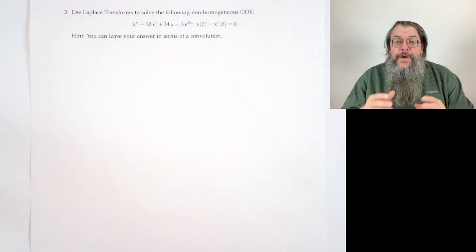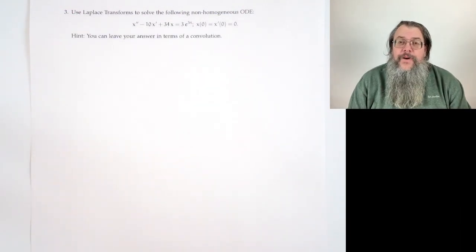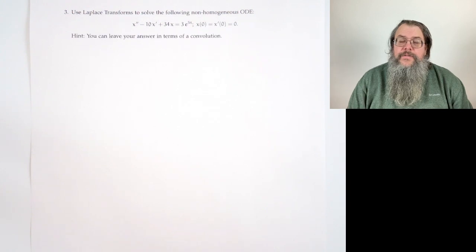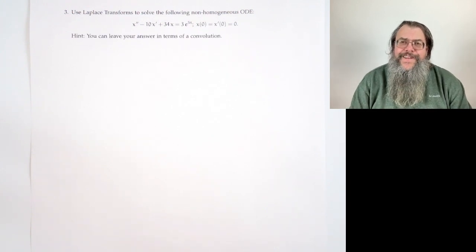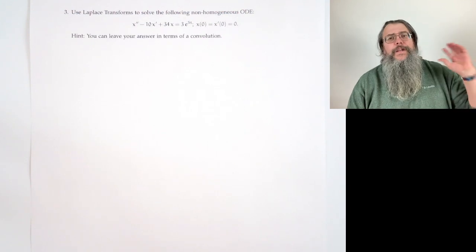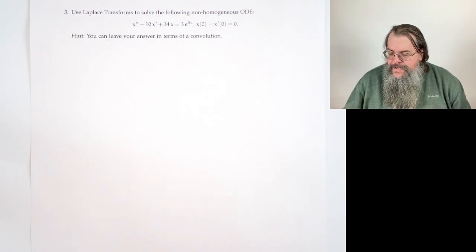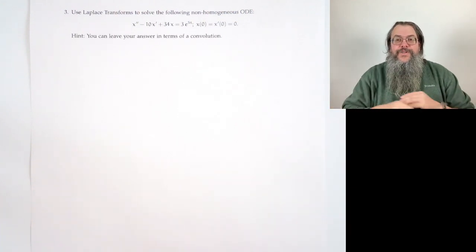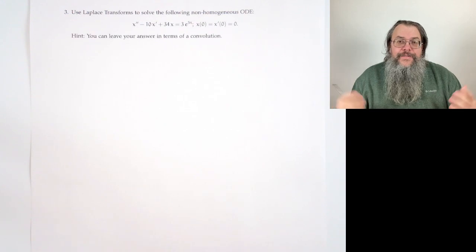For number 3, use Laplace transforms to solve the following non-homogeneous ODE: x double prime minus 10x prime plus 34x is equal to 3e to the 5t, and x of 0 equals x prime of 0 equals 0. And it says, hint, you can leave your answer in terms of a convolution. That's not really a hint. It just says, if you're feeling lazy. So we'll do it both ways. How's that? Both as a convolution and not as a convolution.